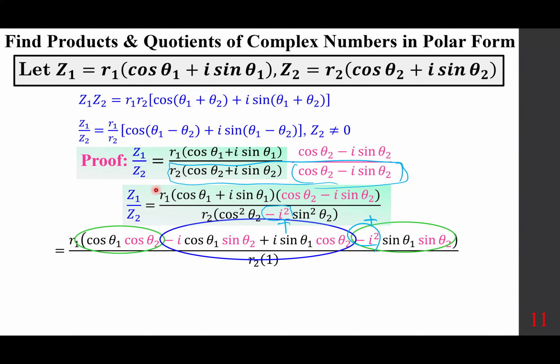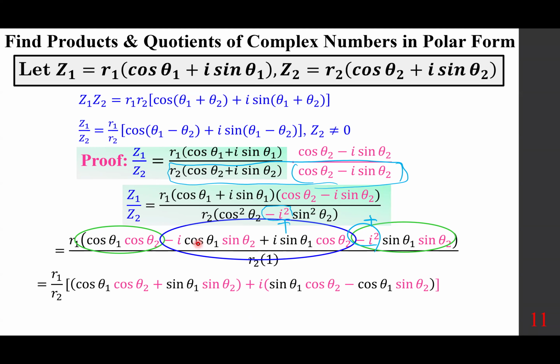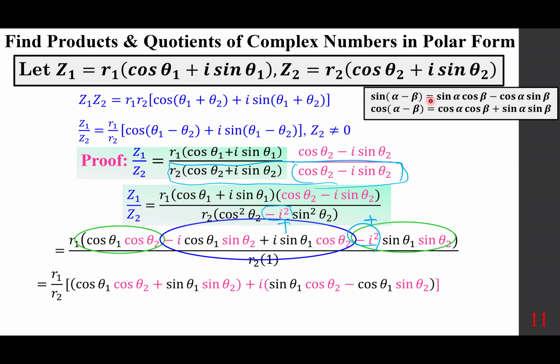And then when we combine these two, we take the I out. If I take positive I out, I put this one first, sine theta 1, cosine theta 2, minus cosine theta 1, sine theta 2. Again, what I did, I put R1 over R2 outside the brackets, reminding you of that. So this is cosine of theta 1 minus theta 2, and this is sine of theta 1 minus theta 2. And that's exactly what we wanted to prove, that the ratio is R1 over R2 cis theta 1 minus theta 2. So we proved that one as well.